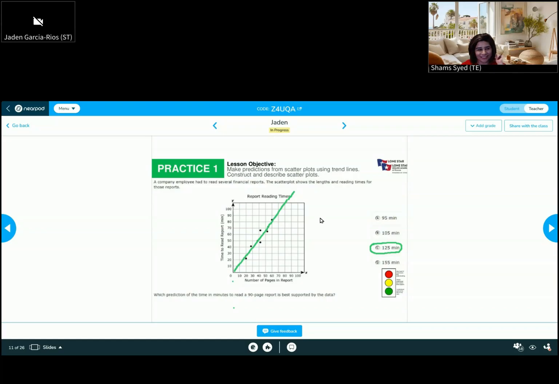Are there any questions? Jaden went to 90. Notice if you are at 90, go straight up. You're still here at 110. So probably more than 110. 120 and 125 seems to be the closest answer. You explained it very clearly.